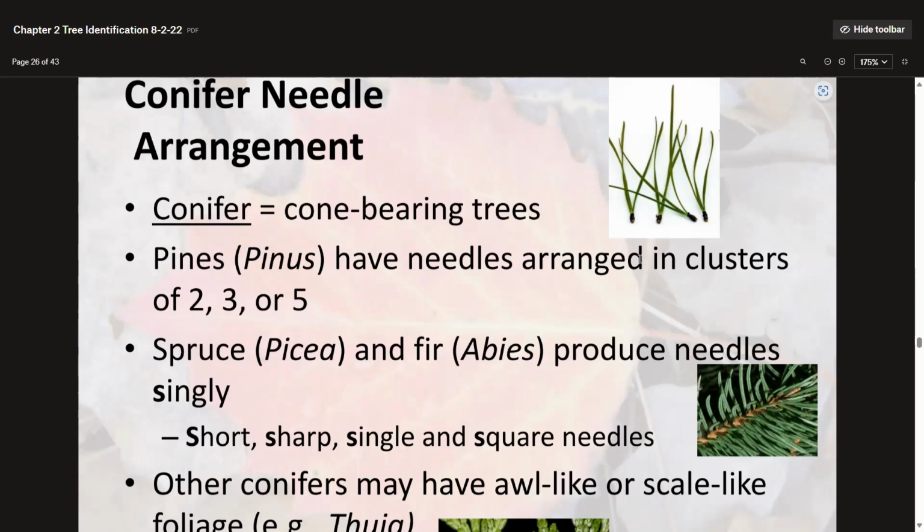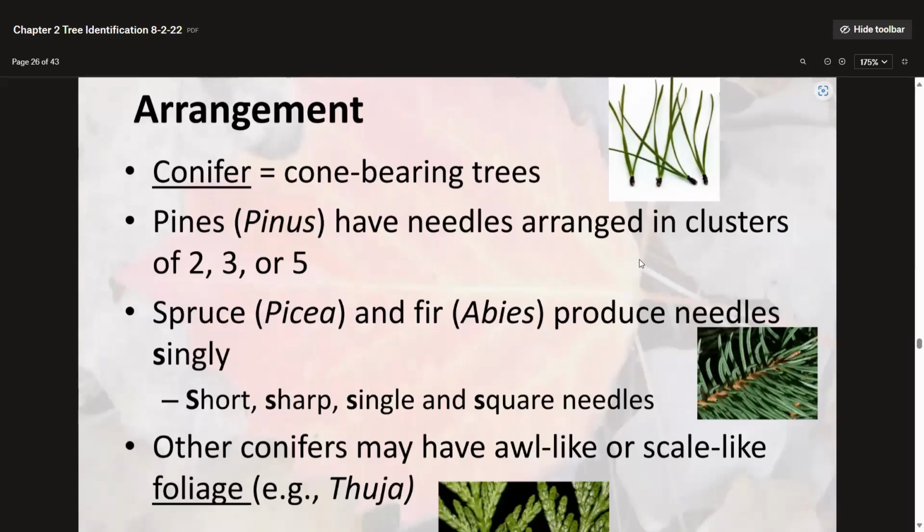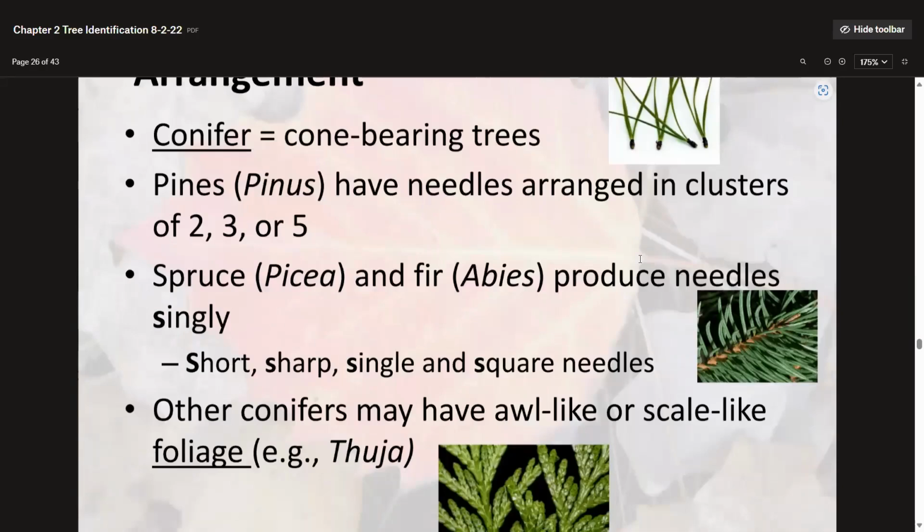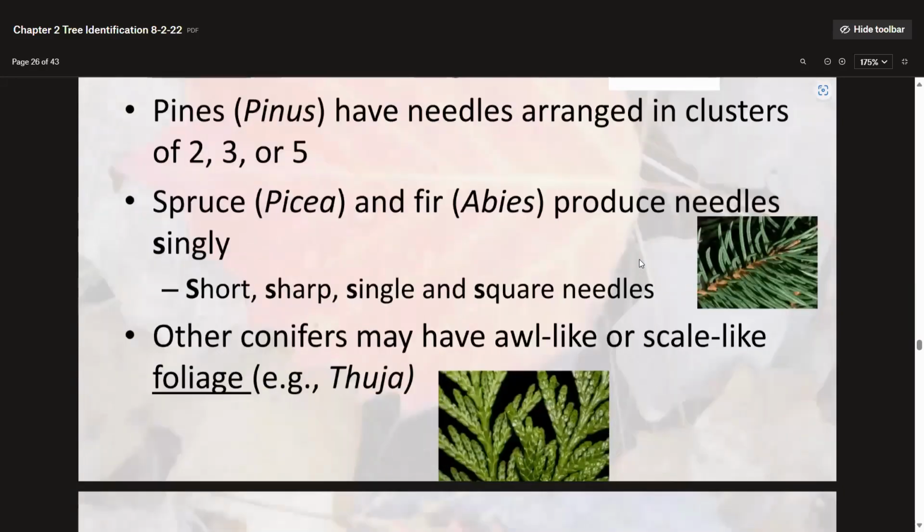They're sharp, they're short, they're single, and they're square. The Christmas tree, think of that. You've got to hang your ornaments on there and ow, they stab you, right? And they do not come off in these little clusters like the pine trees do. Other conifers may have awl-like or scale-like foliage like the Thuja, and that's what that picture is at the bottom. See how they kind of attach right on top of each other. They always remind me of a dragon scale. And that's how I keep them in my head for those awl-like or scale-like foliage. It's a good way to remember that.